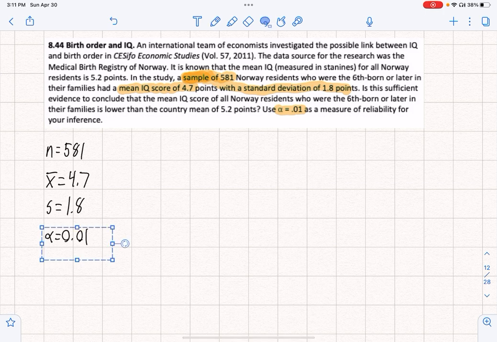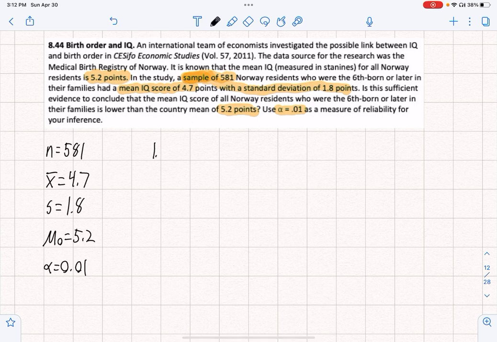Actually, I forgot mu naught. Let's talk about mu naught. We want to compare to see whether the mean IQ score from our sample is lower than 5.2, because 5.2 is the average for everyone in the population. So mu naught here is 5.2.